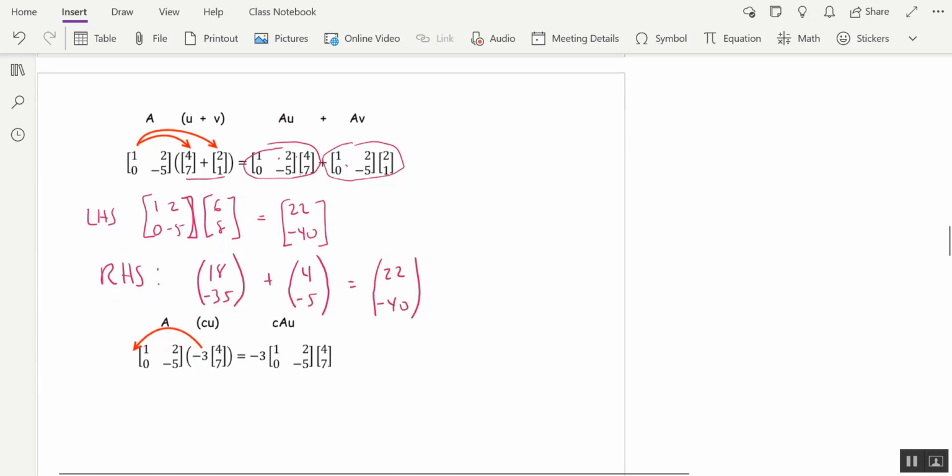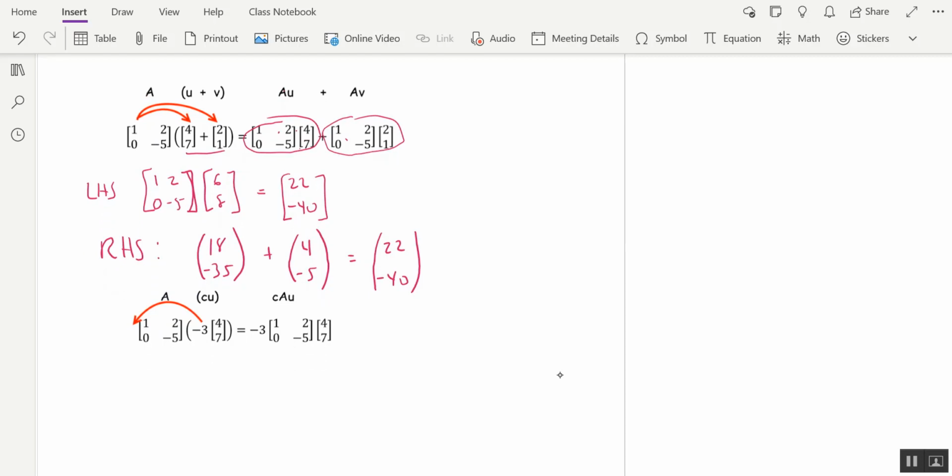Okay, and I'll let you just verify that you can either multiply this negative 3 by this vector and multiply by the matrix A, or you can take A, multiply by the vector, and then multiply every entry by negative 3. Doesn't matter. Okay, and that's the end of this section.